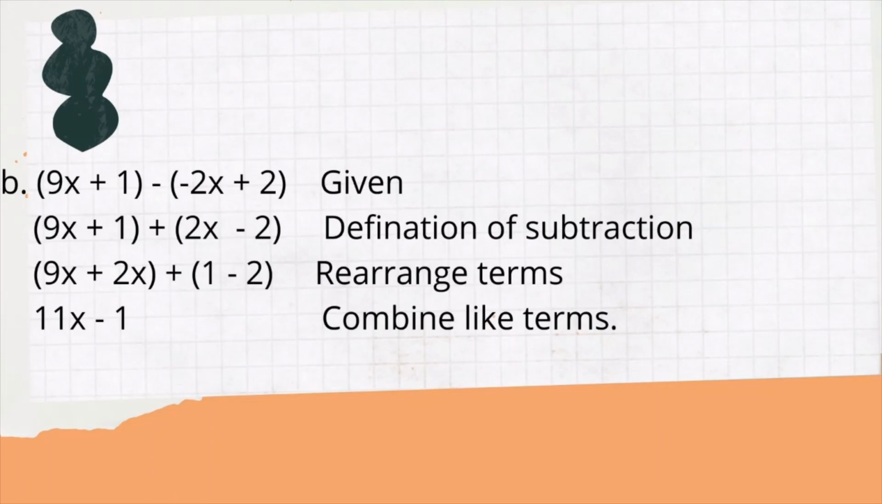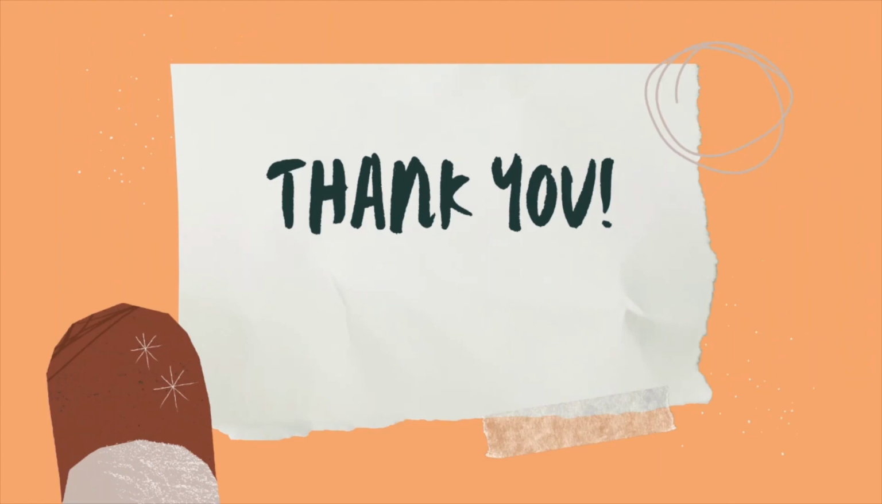For the second step, we rearrange the terms. So we have (9x plus 2x) plus (1 minus 2). In combining like terms, we have the difference of 11x minus 1. We are all done with our two topics, the adding and subtracting of polynomials.